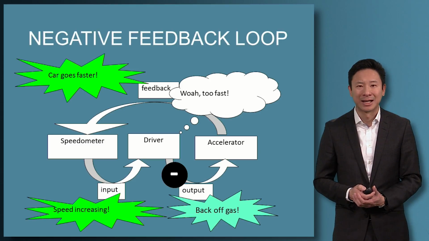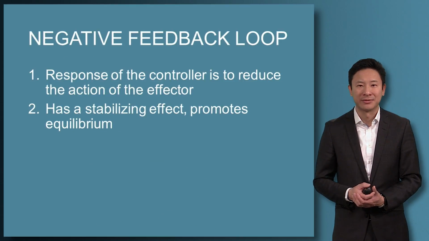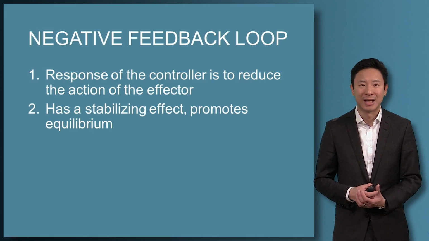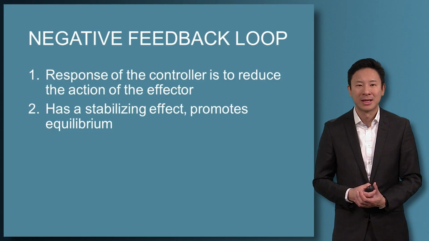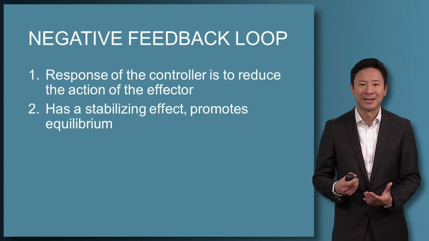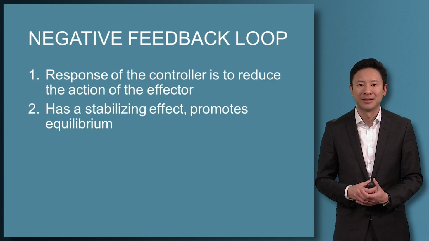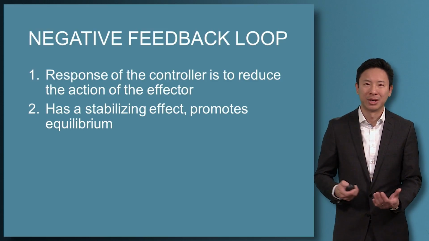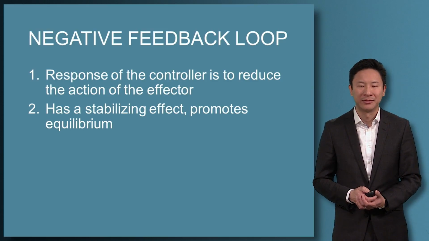So in a negative feedback loop, the response of the controller is to actually reduce the action of the effector. And this has a different effect. This has more of a stabilizing effect. This will promote equilibrium as opposed to divergent runaway behavior. Negative feedback loop.